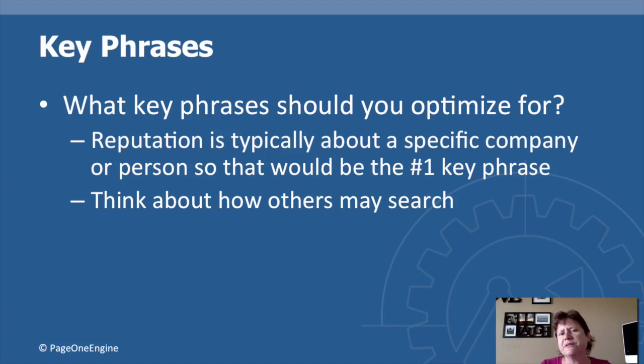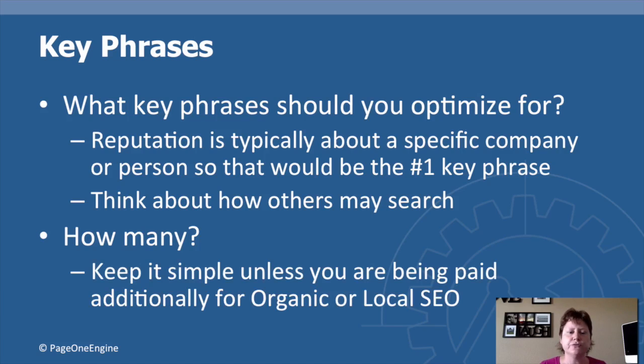Think about how others may search for that particular person, business, product, client, etc. And based on that, you need to figure out how many keywords you can do. So keep it simple. Obviously, unless you're being paid additionally for organic or local SEO on a lot of keywords, you don't want to overcommit or overpromise.